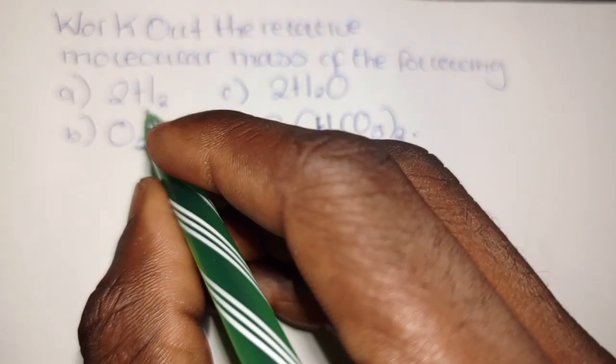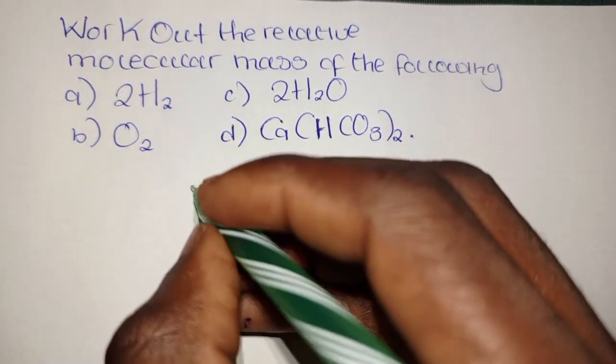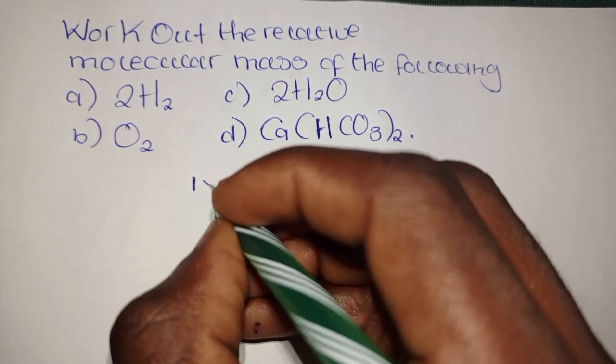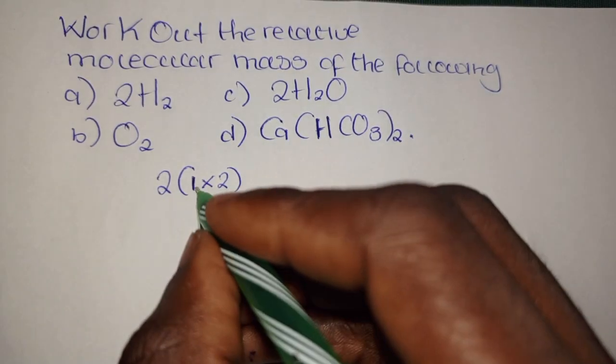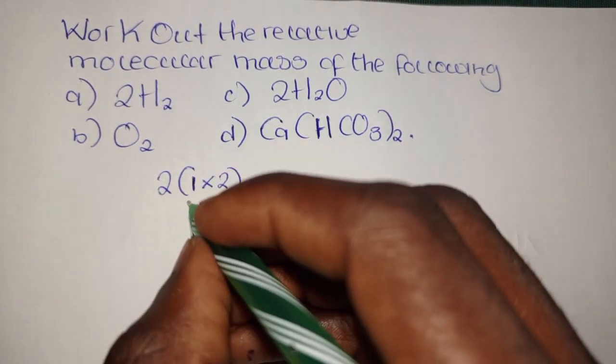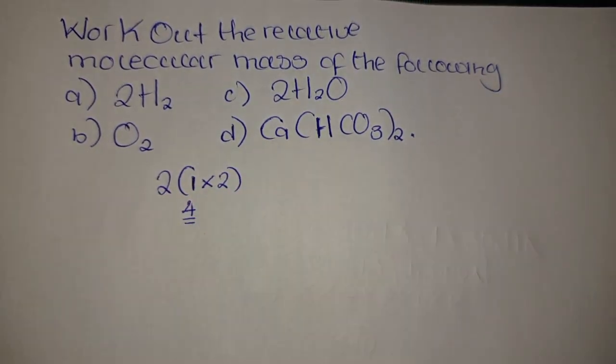Remember, for you to calculate the relative molecular mass of hydrogen, hydrogen has a mass of 1 multiplied by 2, and this 2 is outside. So 1 times 2 is basically 2, and 2 times 2 is basically 4. So that is the molecular mass of hydrogen.